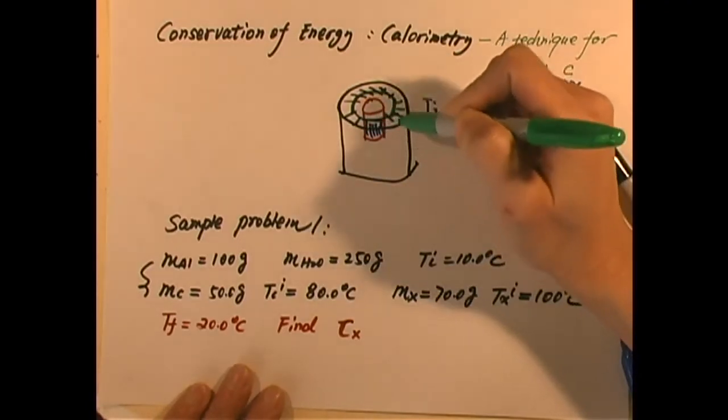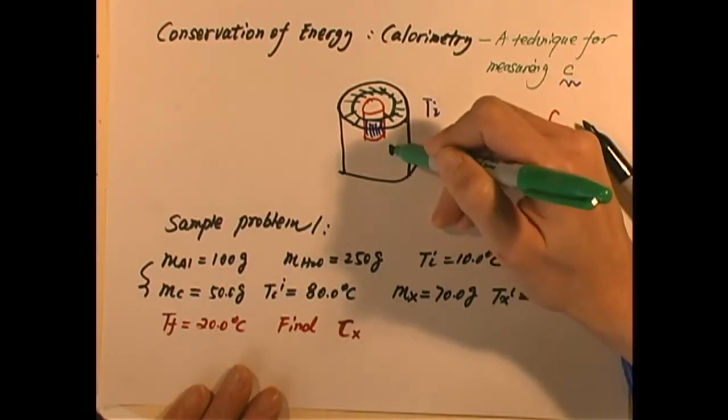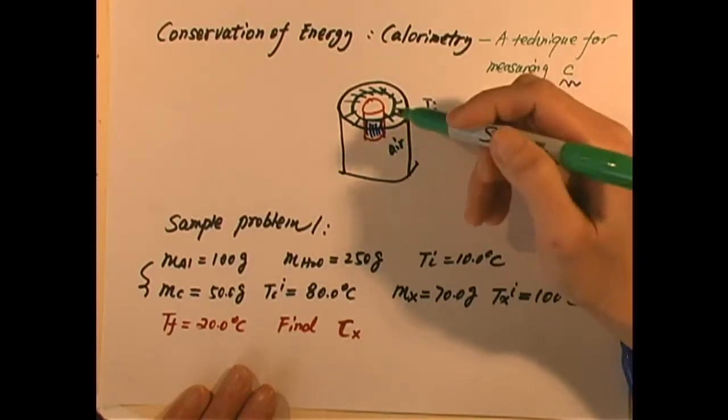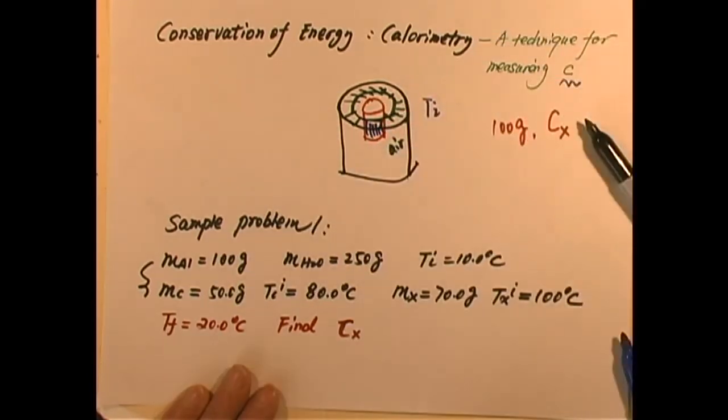Between the outside container and inside container, what we have is air. Air is a very good heat insulator. So we assume that what happens inside the little container, the heat is not able to get out of the system, or outside heat will not be able to get in easily.